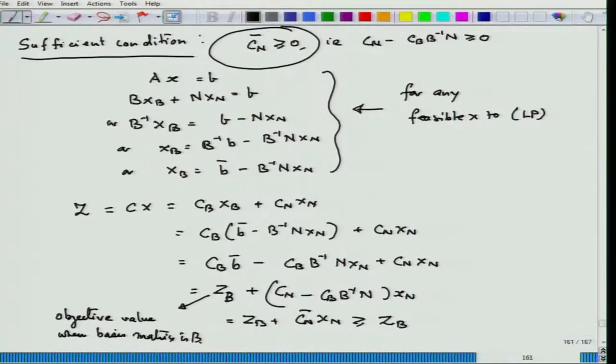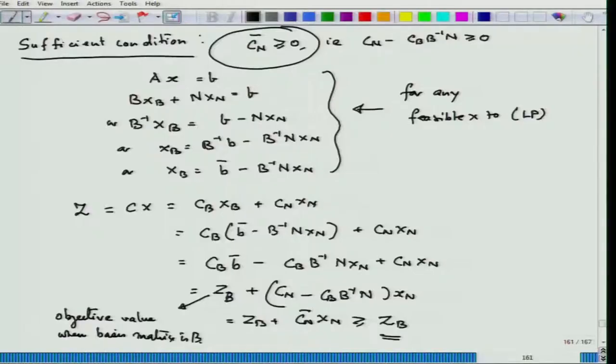And Z_B is equal to C_B into B inverse b. So, Z_B is actually the optimal value, and hence the current basis B is the optimal basis, and x equal to (x_B, 0) is the optimal solution. Because you see, if I put x_N equal to 0, then z is equal to Z_B. And that corresponds to the x where x_N is equal to 0. So, here you see I have proved that because C_N bar is greater than or equal to 0, Z_B is the optimal value.